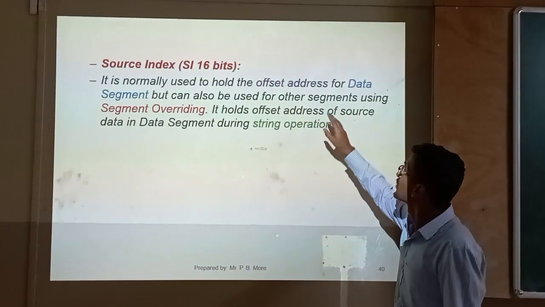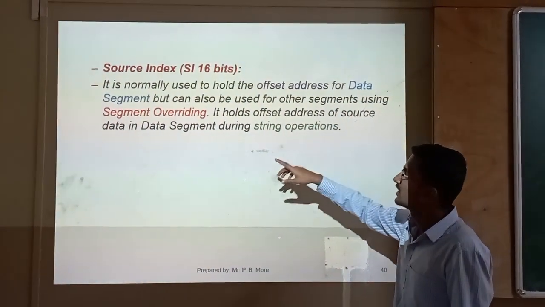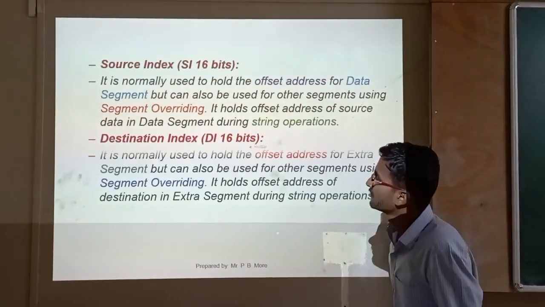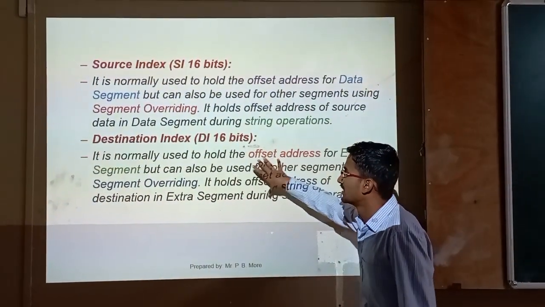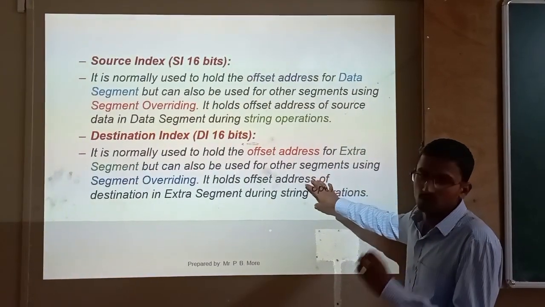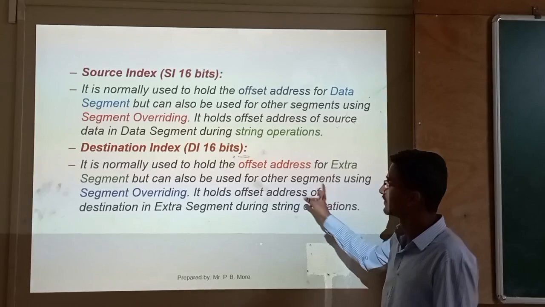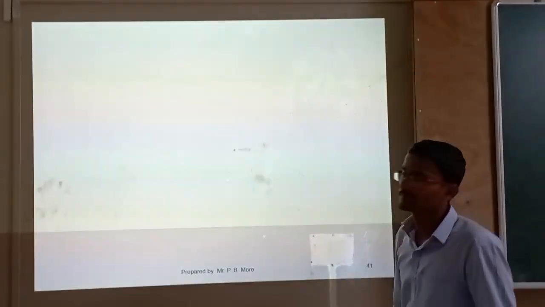Now we will see the source index. It is normally used to hold the offset address for the data segment, but can also be used for the other segments using the segment overriding process. Destination index. It is also used to store the offset address of the data segment, but it can also be used for the other segments using segment overriding.